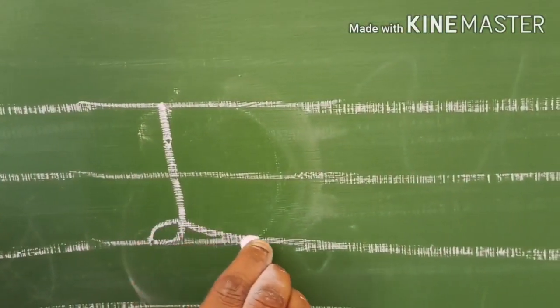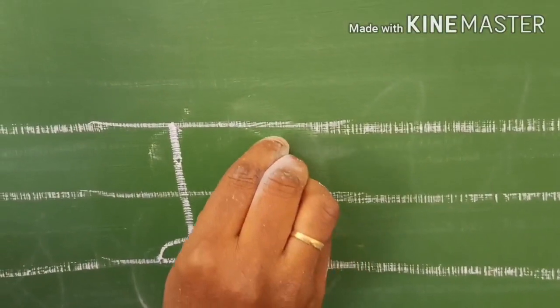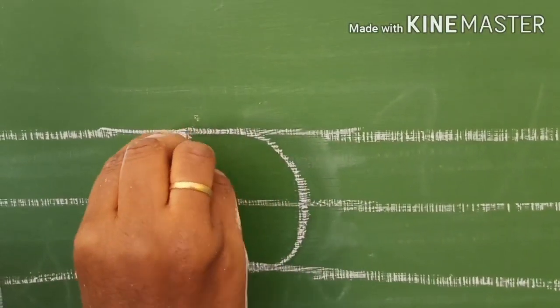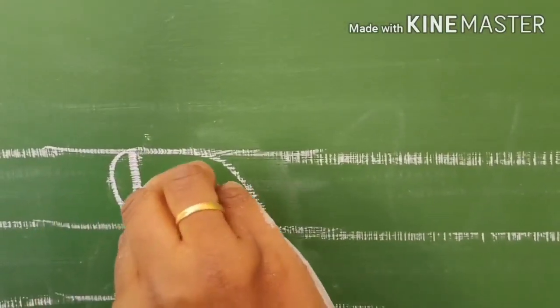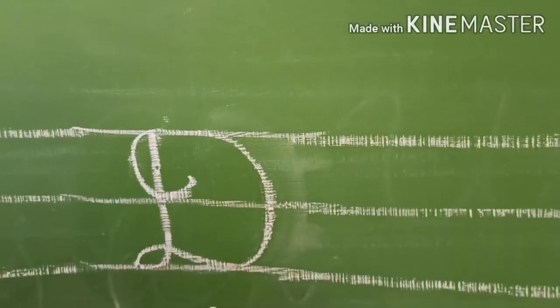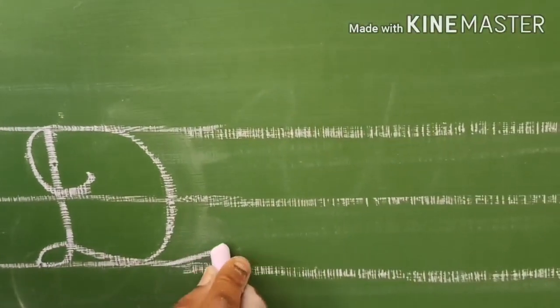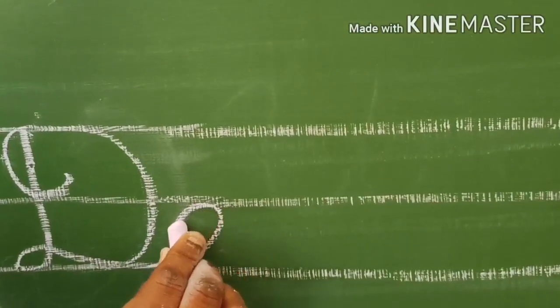So capital D, you should touch the top line, middle line and base line. Put one small curve. E, you should touch the middle line and base line.